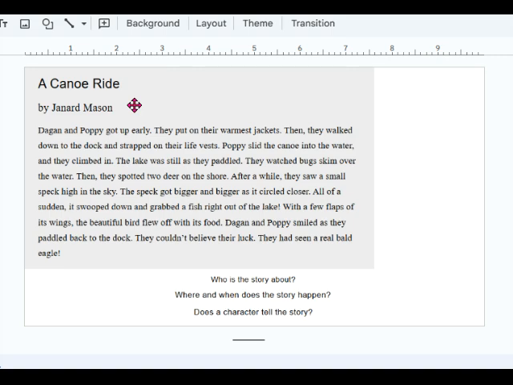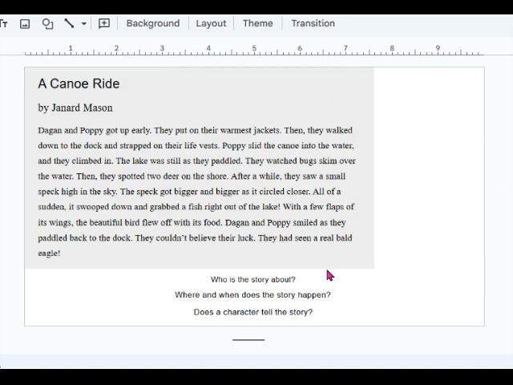After a while, they saw a small speck high in the sky. The speck got bigger and bigger as it circled closer. All of a sudden it swooped down and grabbed a fish right out of the lake. With a few flaps of its wings, the beautiful bird flew off with its food. Dagon and Poppy smiled as they paddled back to the dock. They couldn't believe their luck. They had seen a real bald eagle.